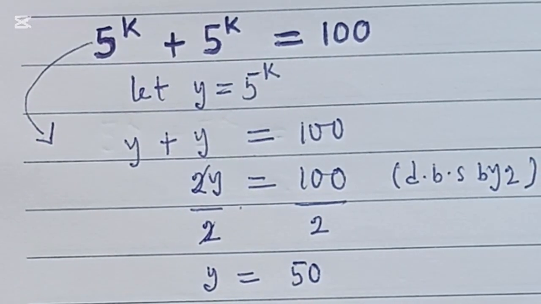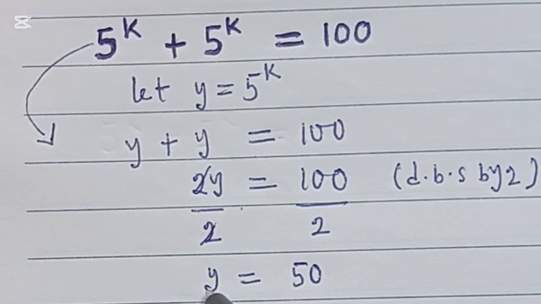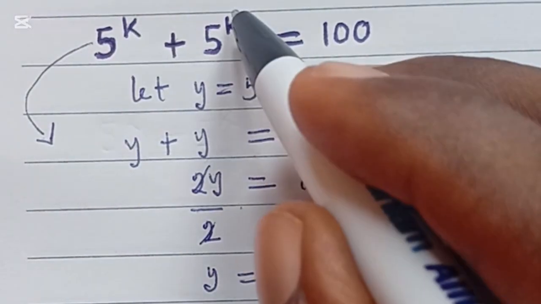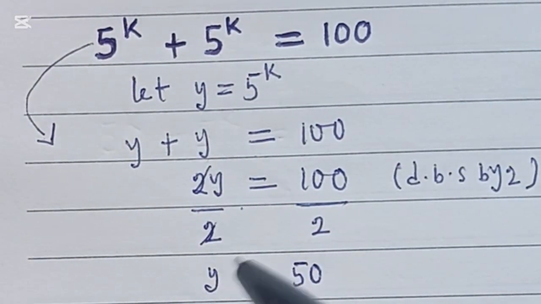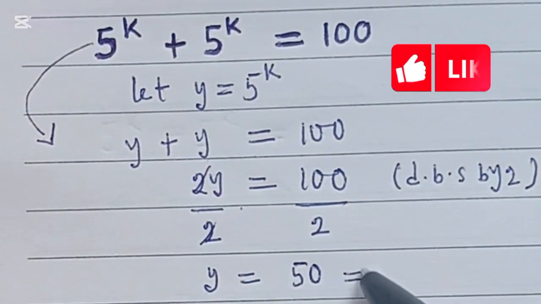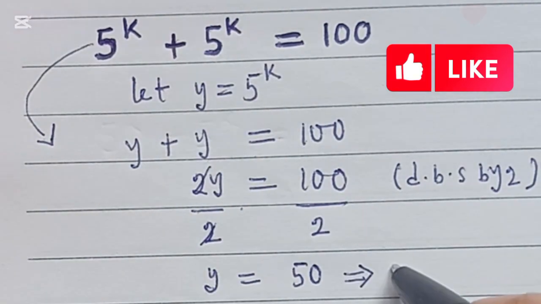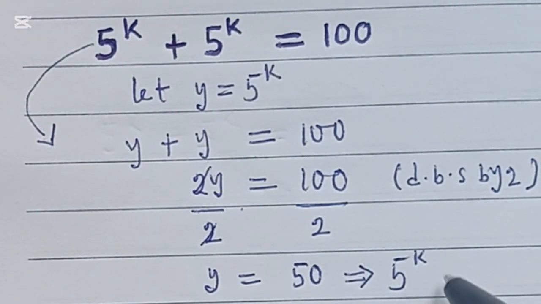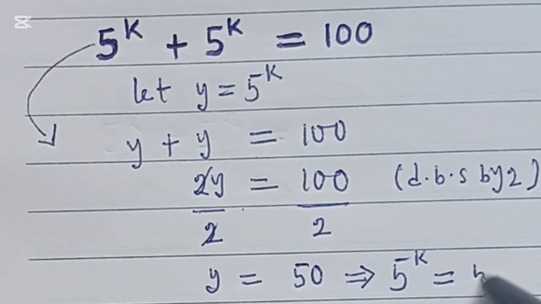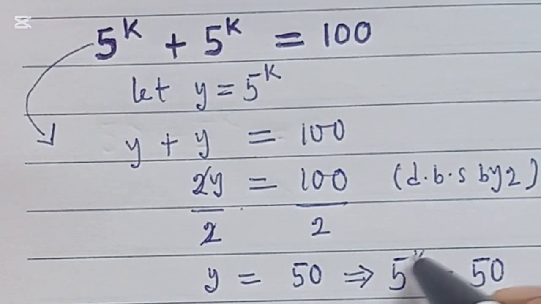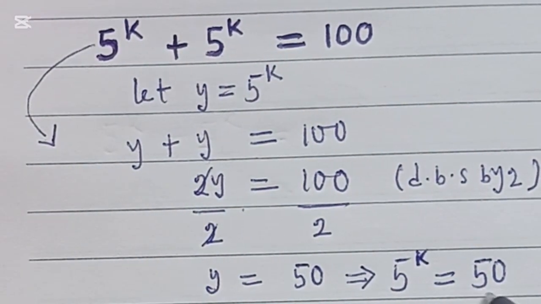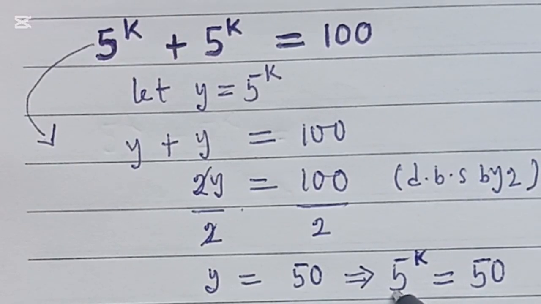Remember, we've gotten the value of y, but what we actually want to find is the value of k, and y here simply stands for 5 to the power of k. So we can write 5 to the power of k, which is equal to, the right hand side is a constant, 50. Our task now is to look for the value of k, and you know that 50 cannot be expressed as a power of 5 without running into problems.